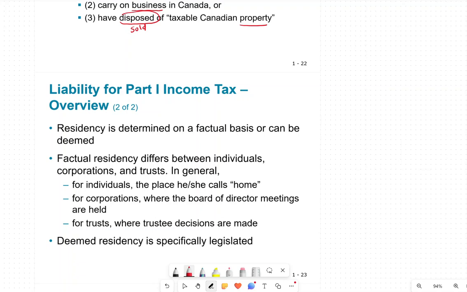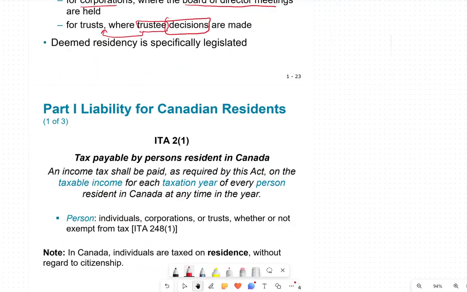Now, how do we know if you're a resident or a non-resident? For an individual, the place he or she calls home will be the residence. For a corporation, it's where the board of directors meetings are held. So if your meetings are held in Ontario, your corporation's home is Ontario. For a trust, it's where the trustees who manage the trust make the decisions. So if the decisions are made in Ontario, then you will be a resident of Canada.